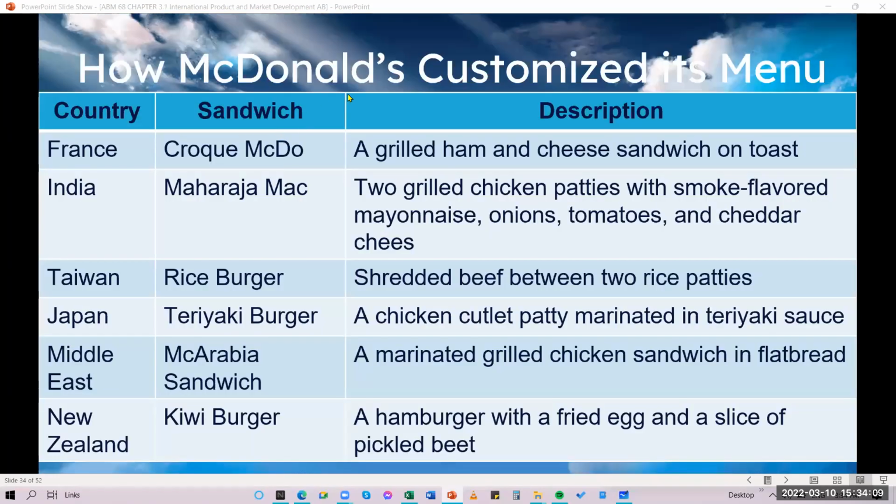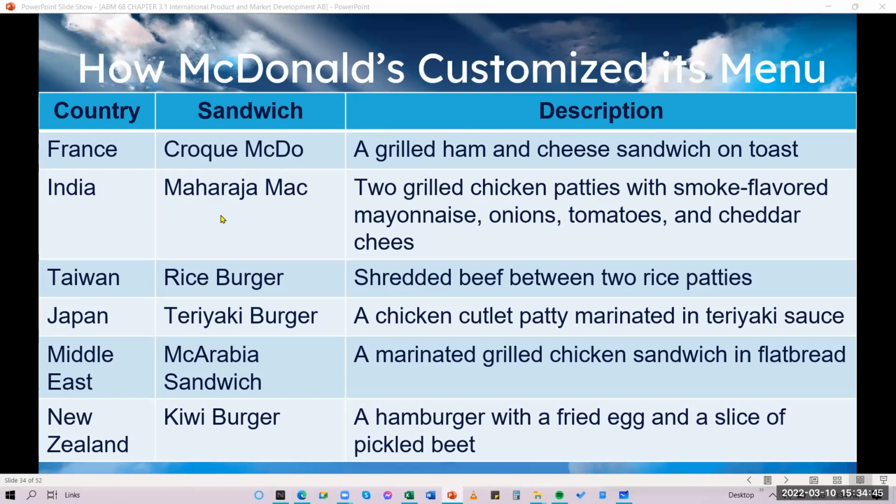We also have McDonald's customized menu. This is how they customize their menu, so let's have many examples here. They have different countries. As you all know, McDo is the leading fast food chain all over the world. Let's say France, the first one. Their sandwich is called Croque McDo. Very French. The description is a grilled ham and cheese sandwich on toast. So they tend to have more sandwiches.